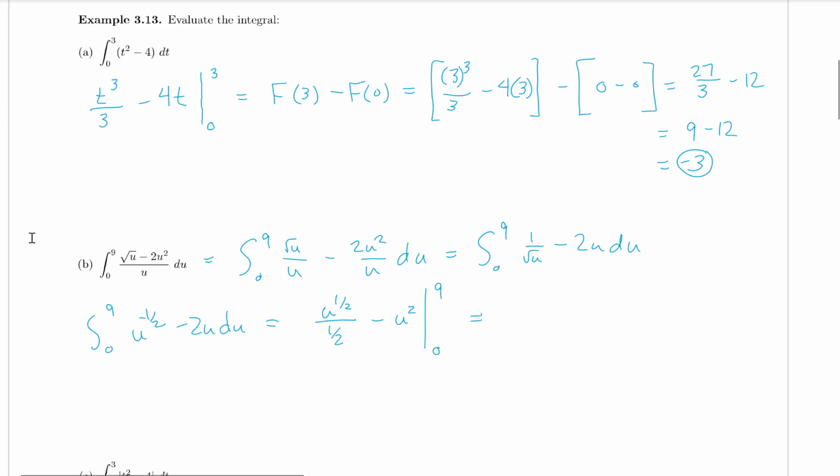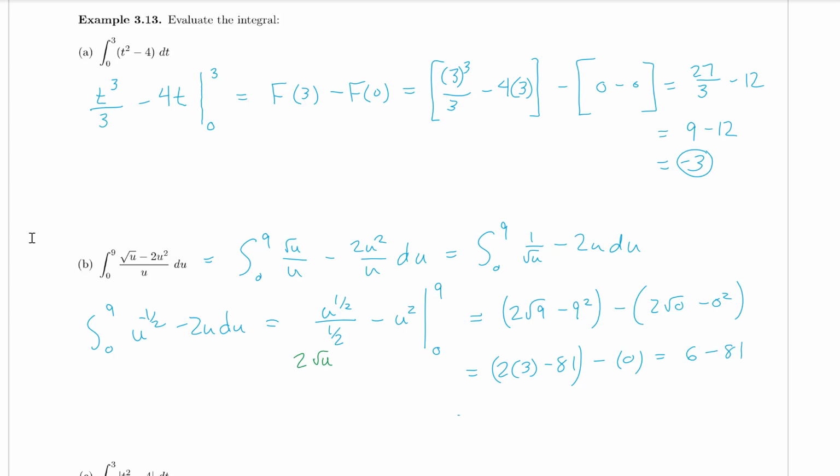Now I can go ahead and plug this in. I'm going to go ahead and simplify this. This is 2 square root of u right here. So then I get 2 square root of 9 minus 9 squared minus 2 times square root of 0 minus 0 squared. And if I simplify that one step, I have 2 times 3 minus 81. That whole term over there is 0. So I get 6 minus 81, which is negative 75, as my answer for part B.